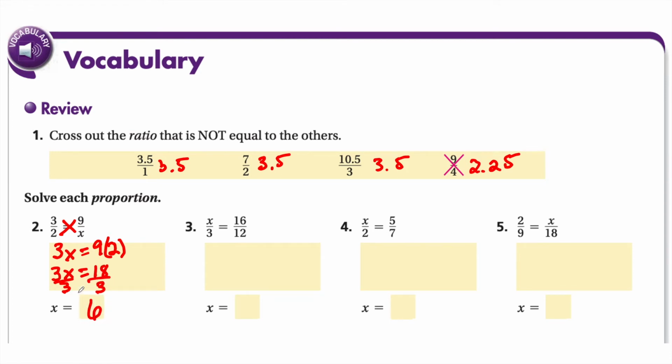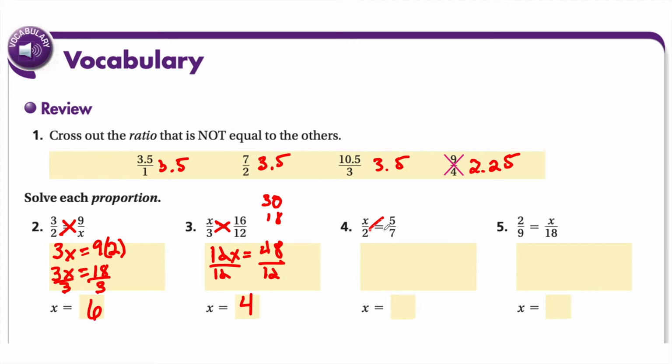So x equals 6. We do the same thing right here, cross multiplication. We'll get 12x is going to equal 3 times 16. Well, that's going to be 30 plus 18, which is 48. We're going to divide both sides by 12. And then you'll get x is going to equal 4.